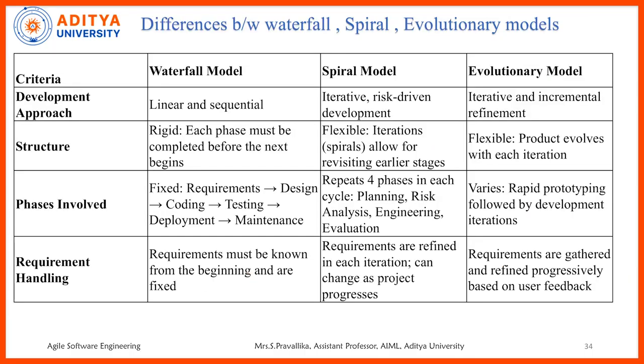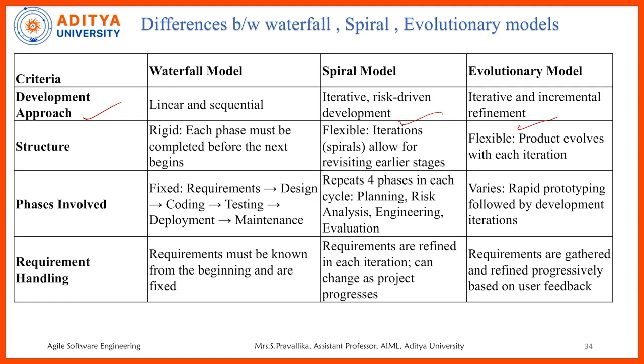Let us see the differences between the waterfall model, spiral model, and evolutionary model. Here we can see the criteria: development approach, structure, phases involved, and requirements handling. First, the development approach. The waterfall model happens in a linear and sequential order. Spiral happens in iterative, risk-driven development, and evolutionary happens in iterative and incremental refinement.